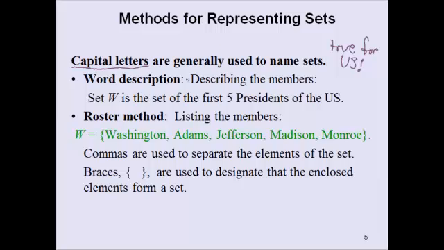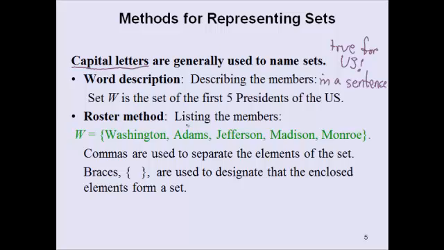Now, a word description is describing the members sort of in a sentence. Okay, so set W, see the capital letter, is the set of the first 5 presidents of the United States. So this is a clearly defined set. We know who all the presidents of the United States are. We know which the first 5 presidents are. So this would be a sentence form and a word description of this set.